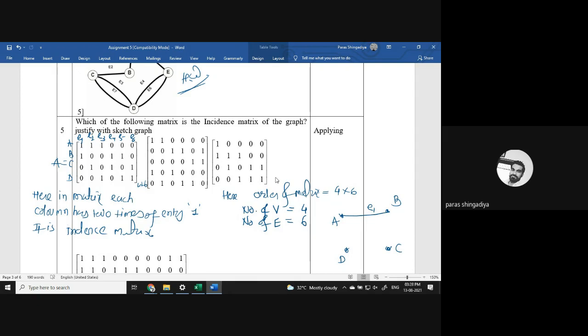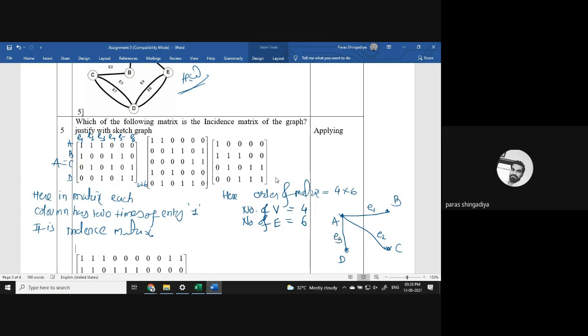Now check the second column and check the entries of 1 in the second column. It is in the first row and the third row. What does it mean? E2 is mapped between A and C. So connect A and C, and that is edge E2. Then for E3, that is between A and D, first and last. So connect A and D, that is edge E3.